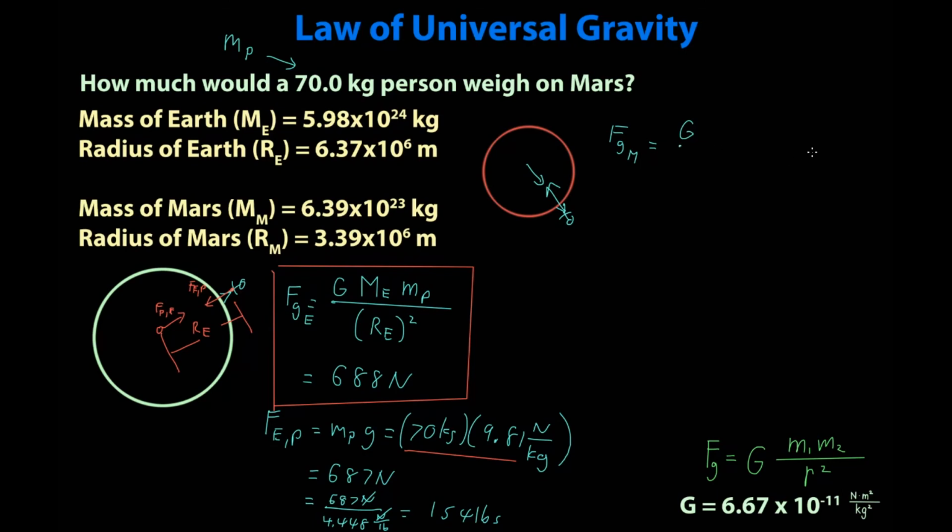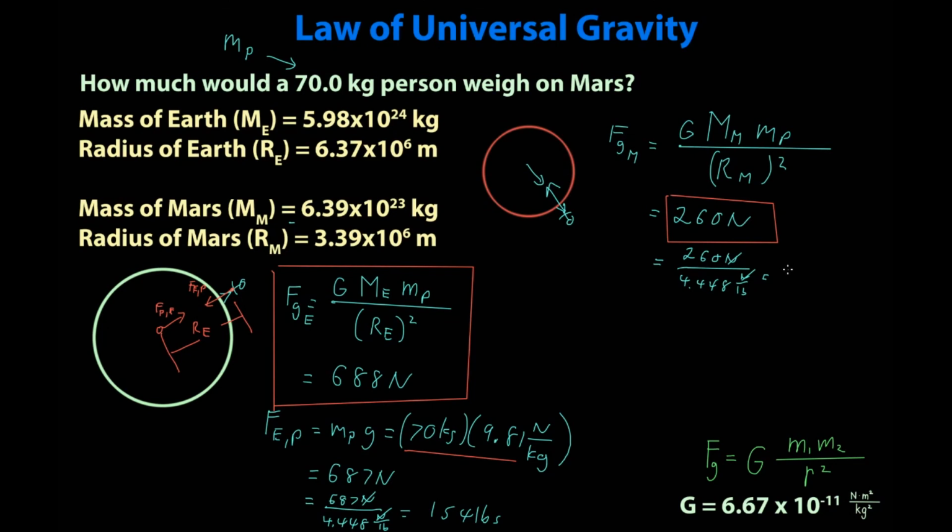I do g, our constant, mass of Mars times mass of our person. Here's a mass of Mars right here, over the radius of Mars. This is squared, and I would get 260 newtons. And just to show you, that would be equivalent to 58.4 pounds. So a person that weighed 154 pounds on Earth would weigh 58.4 pounds on Mars. So long story short, the equation works the same way, and you would simply use the radius of the planet as your distance in this equation.